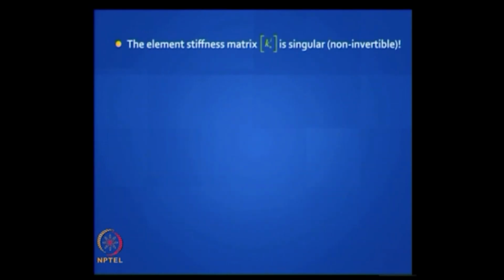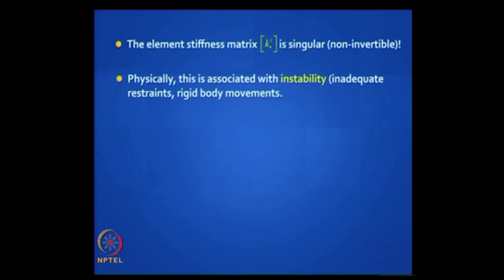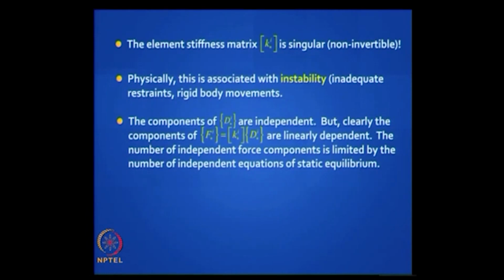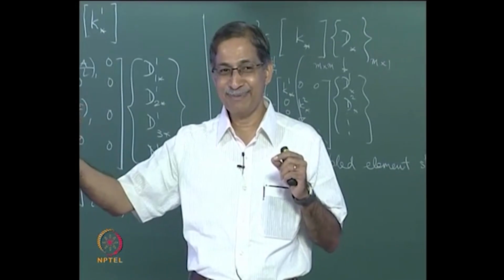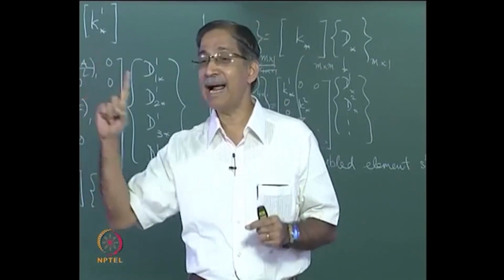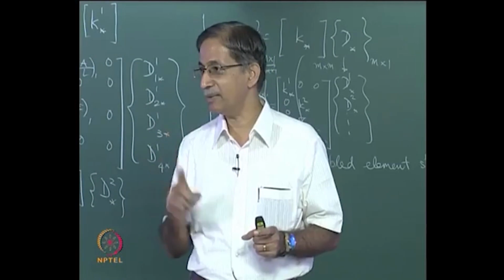Okay, so here's a summary of it. The element stiffness matrix is singular, non-invertible. Physically this is associated with instability, inadequate restraints, rigid body movements. The components of Di are independent, but clearly the components of Fi star are linearly dependent. The number of independent force components is limited by the number of independent equations of static equilibrium. So take the truss element. Theoretically you have 4 forces, but only 1 equation of equilibrium, right? So that is why the rank is 1. So it makes a lot of sense.